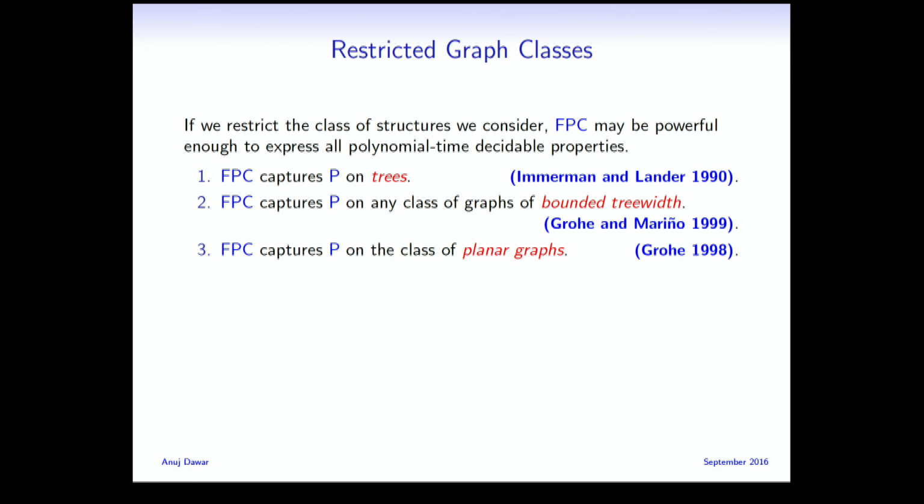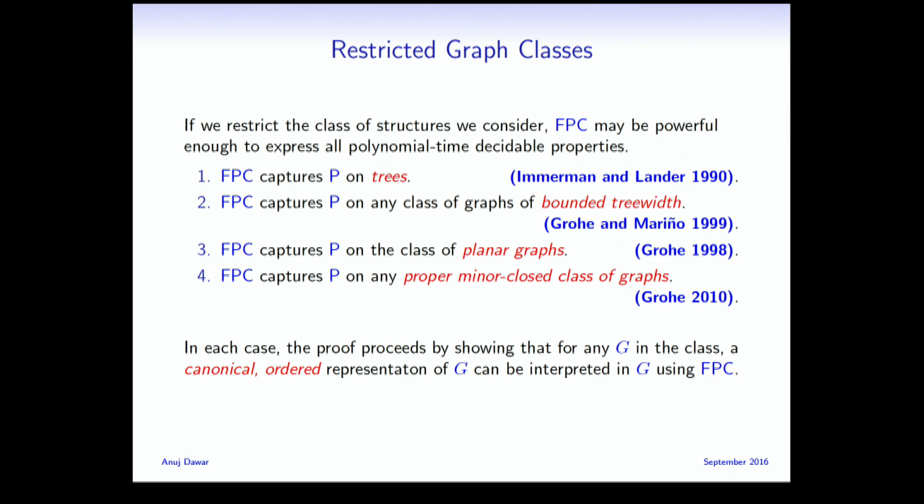In fact, FPC captures P on the class of all planar graphs. And this stunning result, I say 2010. Of course, this is still in the course of publication because the proof is a 450-page monograph. But on any minor closed class of graphs, fixed point with counting captures all polynomial time properties. And on all of these, the proof essentially proves that you can construct a canonical ordered representation of a graph in the class, and that can be done in fixed point with counting. So not just in polynomial time, but in fixed point with counting.